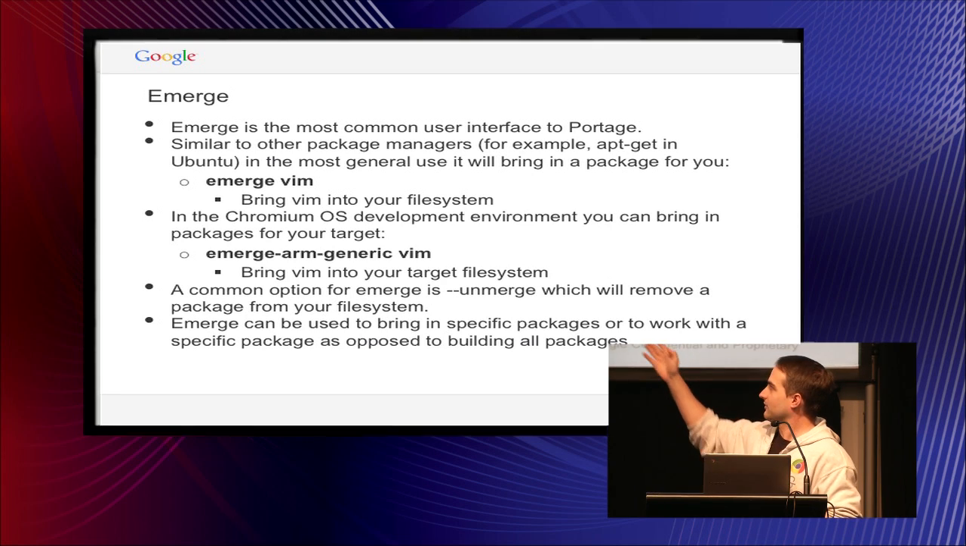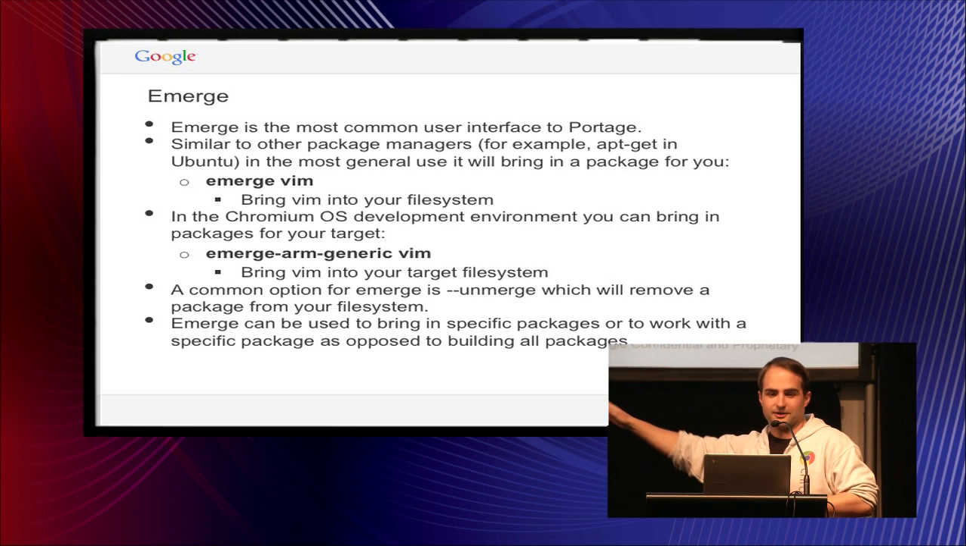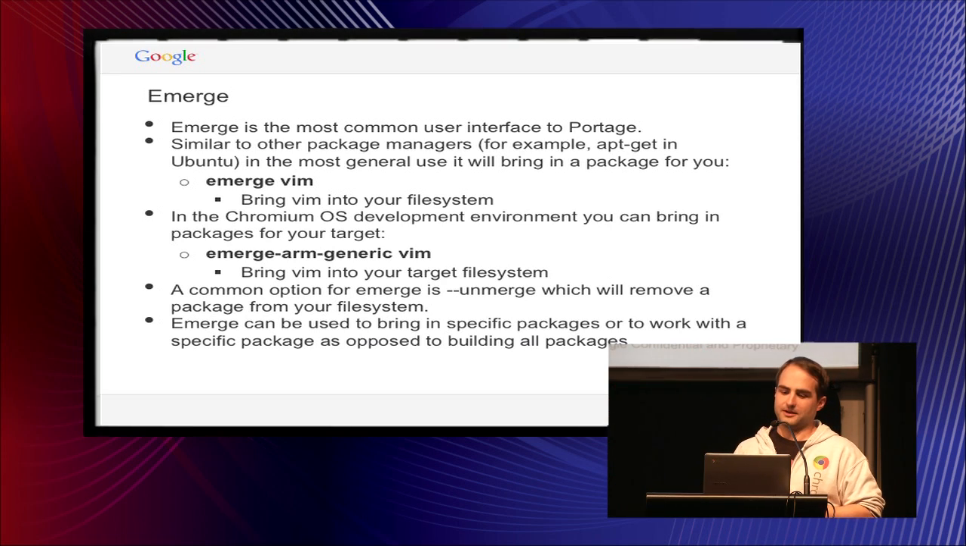And so what this would do in this case, if I was building for, say, ARM generic, I would do emerge ARM generic vim, and that would basically take a vim binary and ultimately have it end up in the file system on my device.